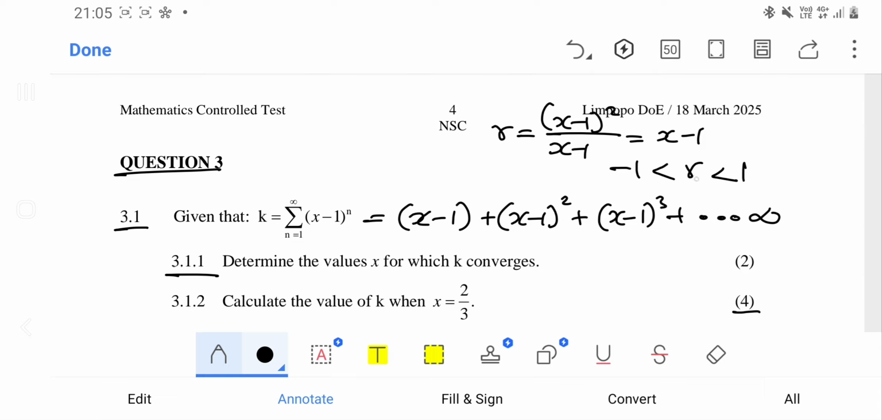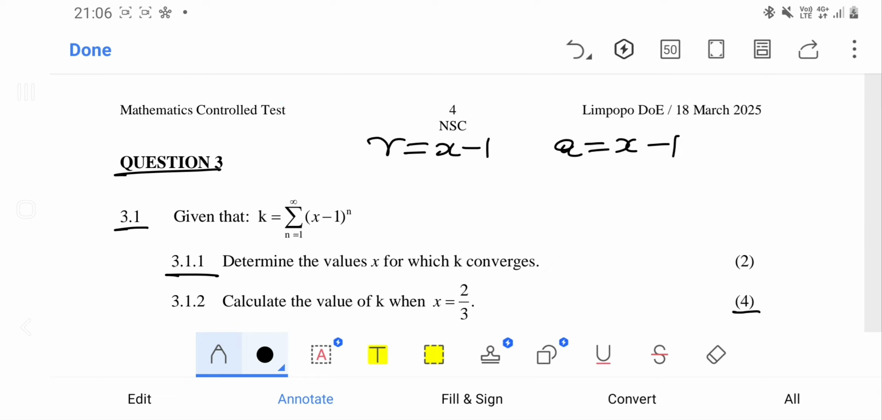So now we just substitute r with x minus 1. We get -1 is less than x minus 1 less than 1. So we say -1 plus 1, we get 0 less than x minus 1 plus 1, we get x, and then 1 plus 1, which is 2. So this series k will converge when x is not equal to 0, but between 0 and 2. It will converge if x is between 0 and 2. Sorry for that. So now let's continue.